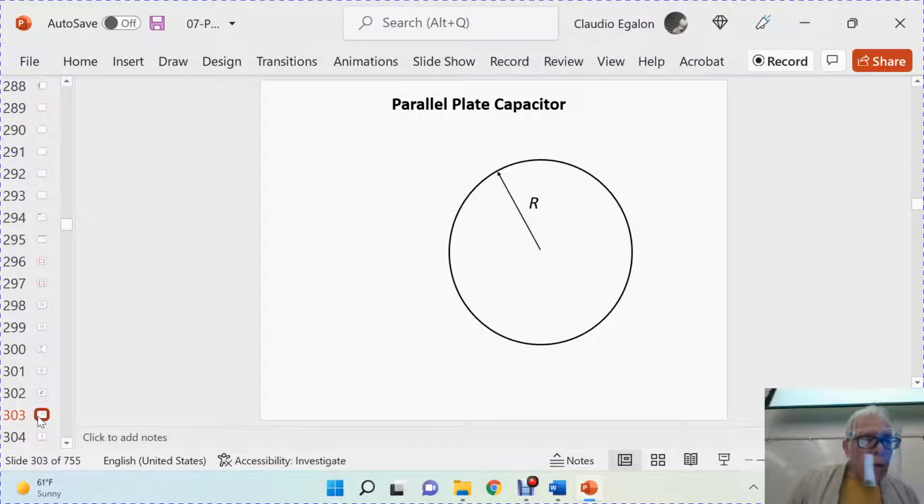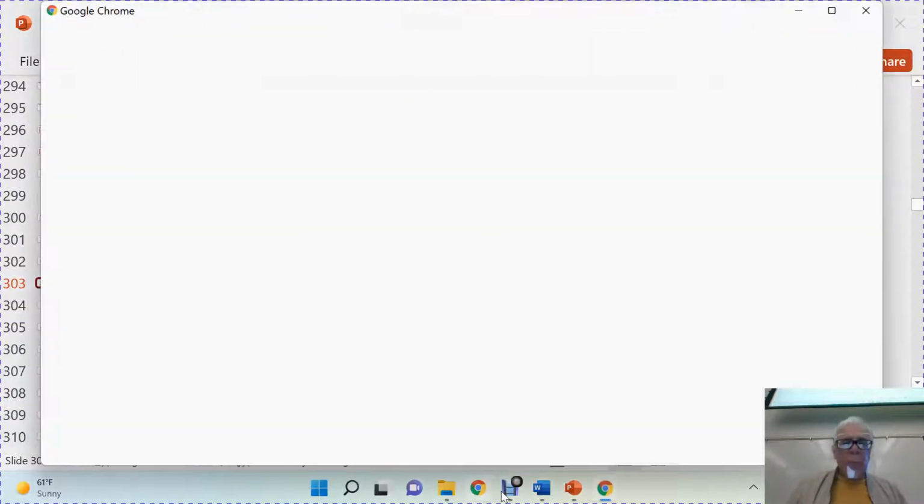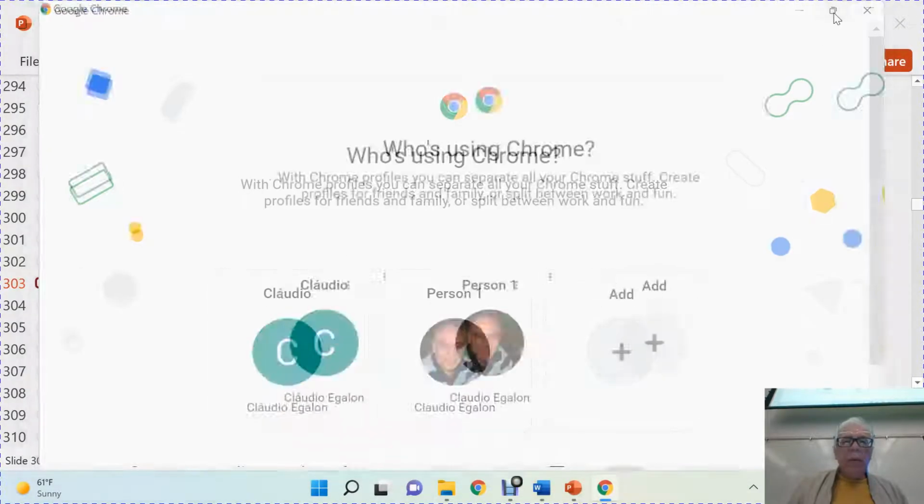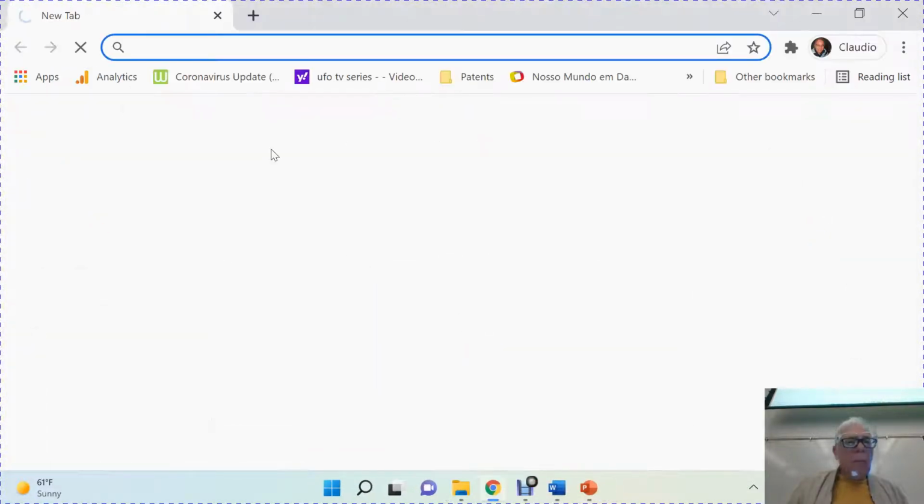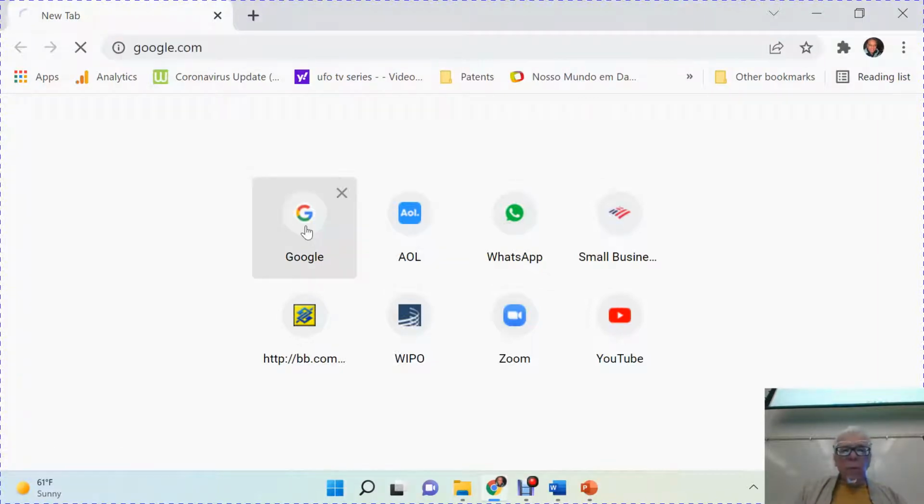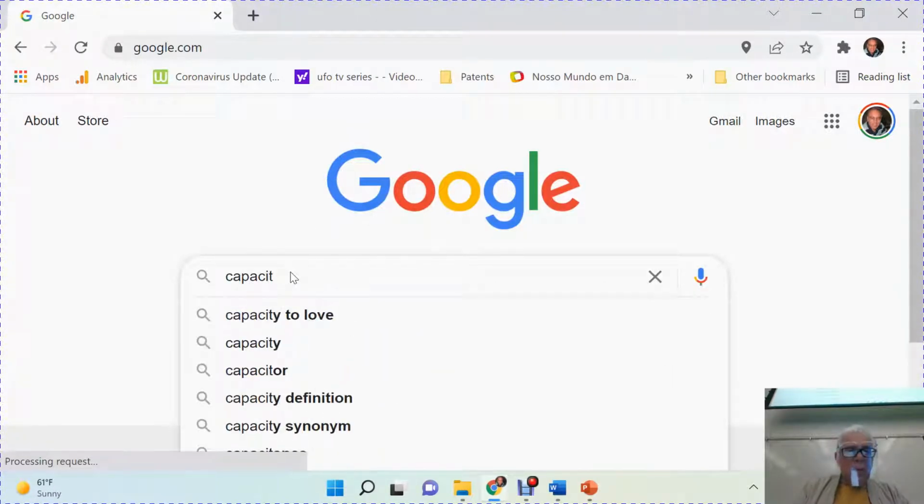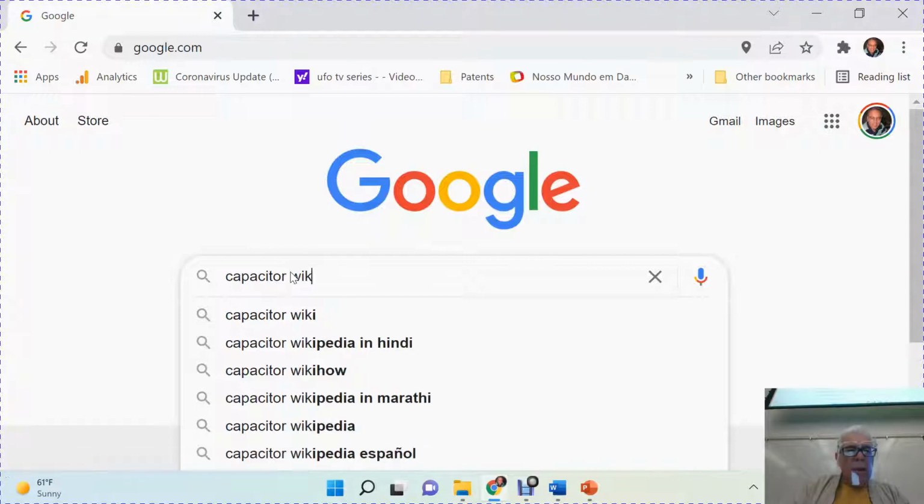Let me show you some capacitors that are sold out there in the market. If you are not familiar with them, there are all sorts of capacitors. There are small capacitors and there are large capacitors. There are even microscopic capacitors. Google capacitors, Wikipedia.